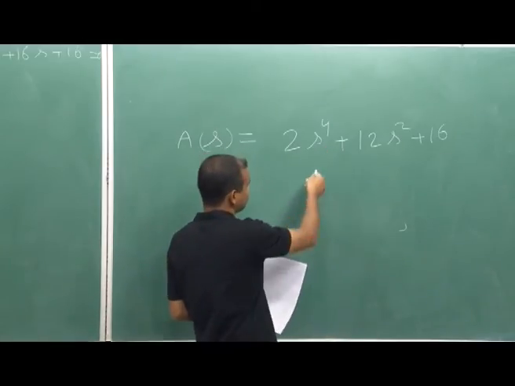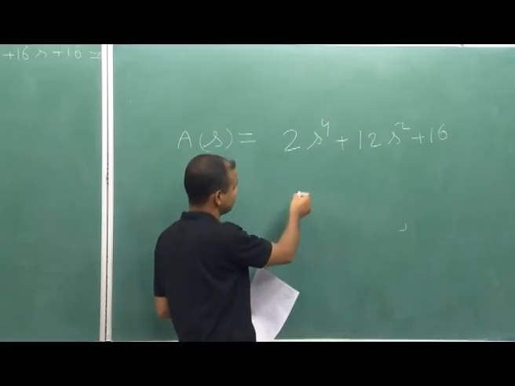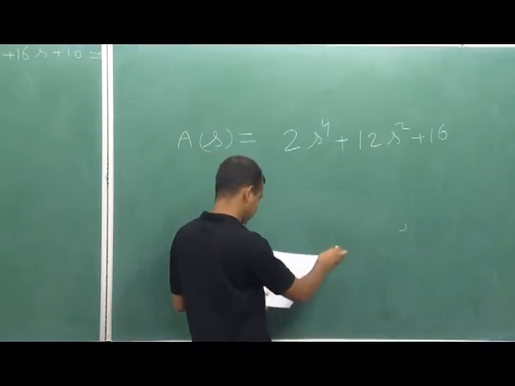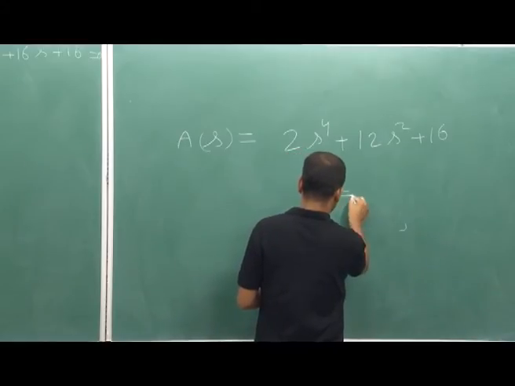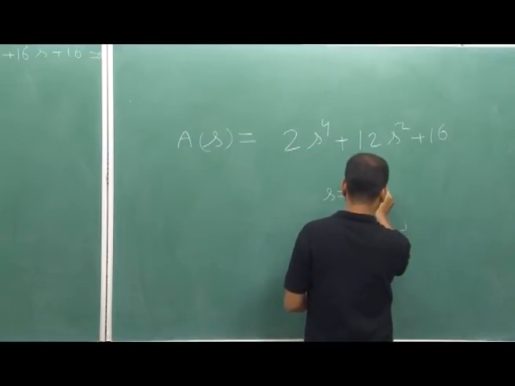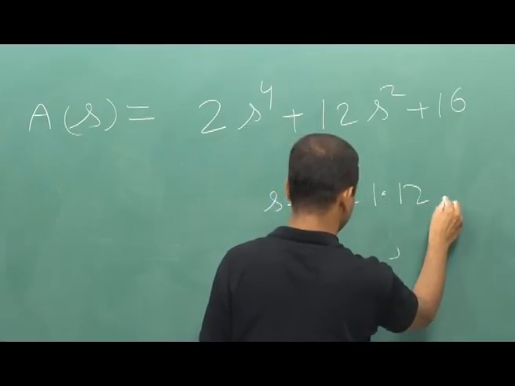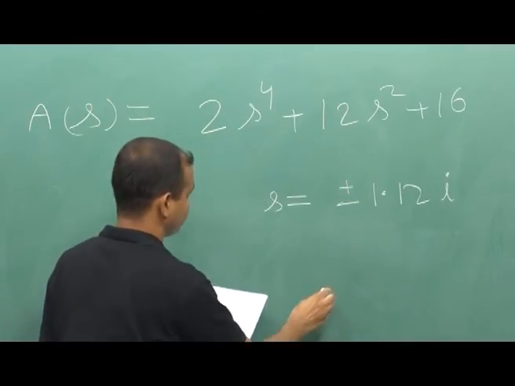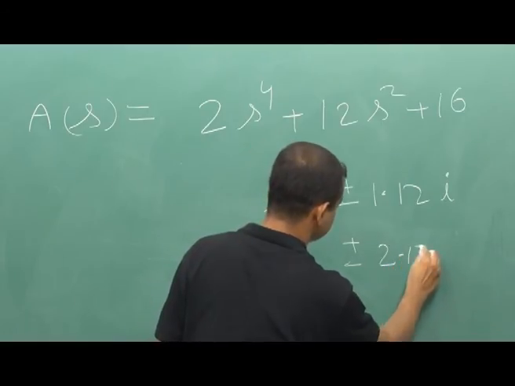This is a fourth order equation, but it is very easy to solve because there is no s cube term. If I replace s square with t, it will become quadratic, and if I solve it, I get s is equal to plus minus 1.12 i and plus minus 2.17 i.